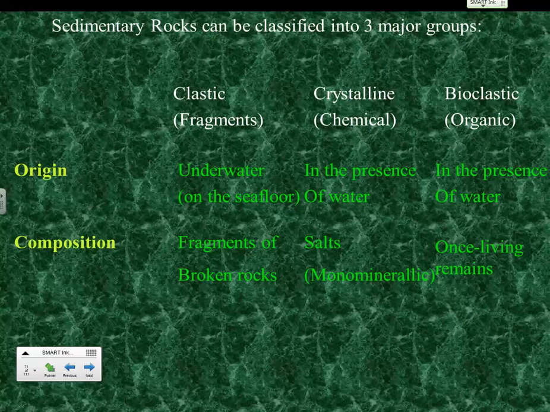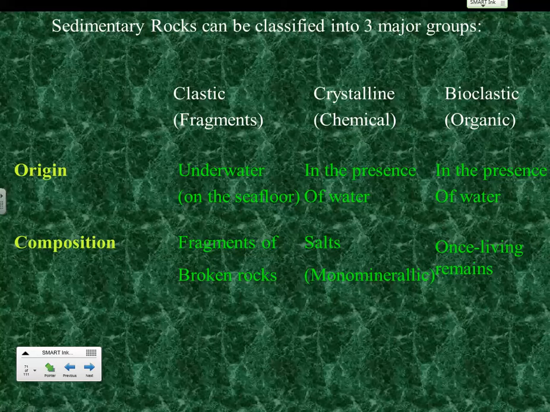Crystalline rocks, sometimes called chemical rocks, these are the salt rocks. These are rocks like rock salt or gypsum. We'll talk more about that later on. But these rocks are usually made of one type of mineral on the bottom of the seafloor. They're called monomineralic because it's one mineral.